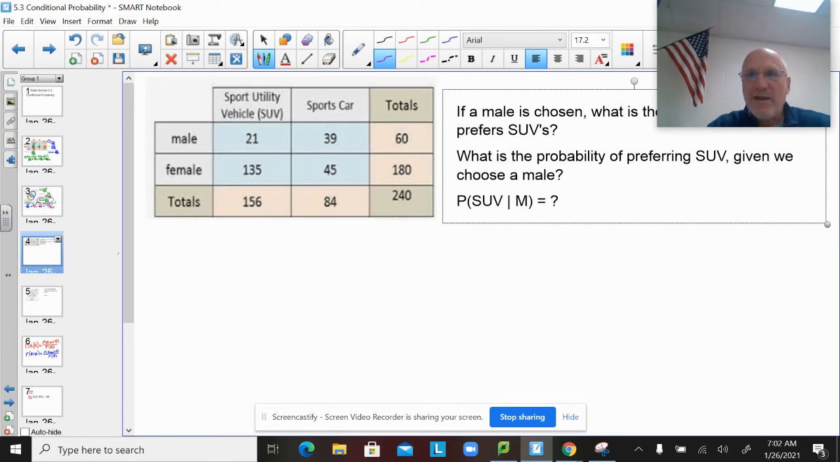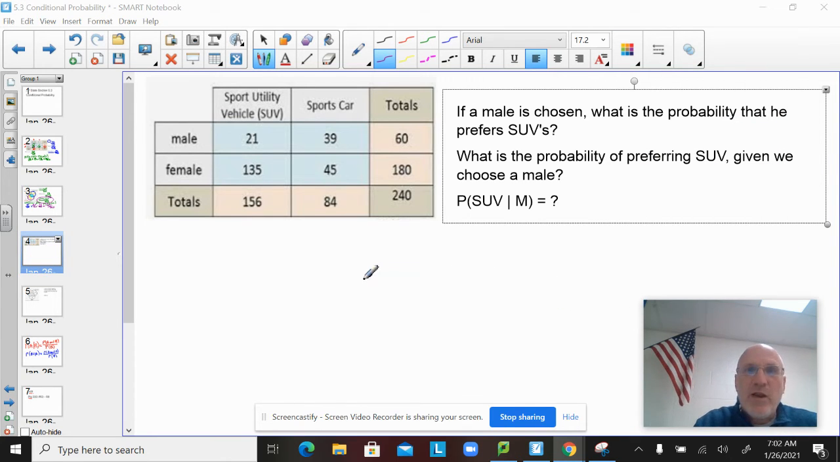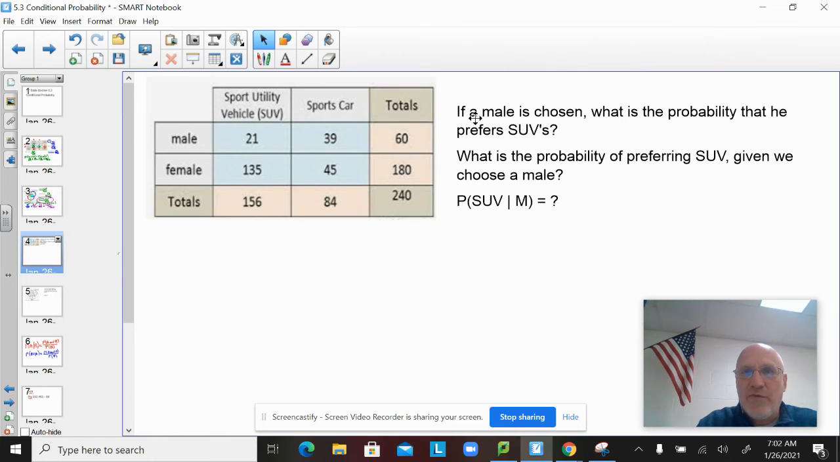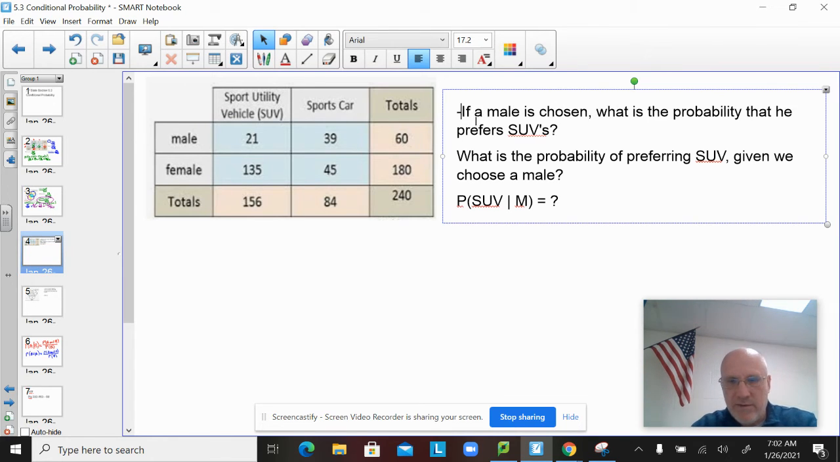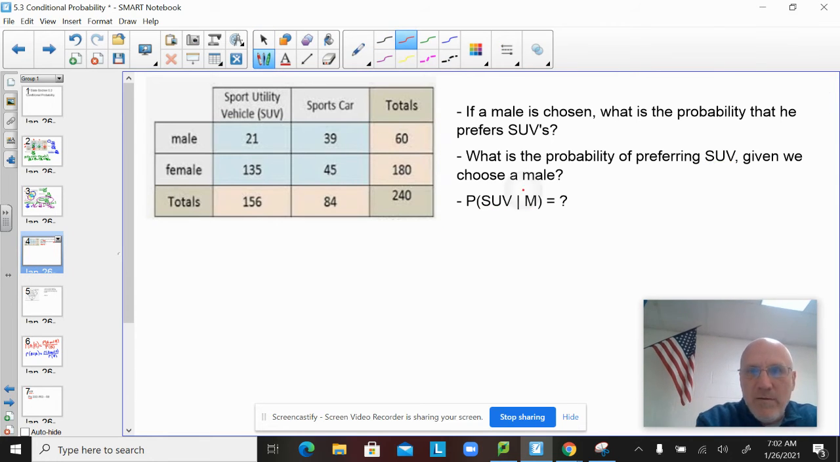So we're back to the two-way table. Now, I wrote 3 questions down here. I need you to understand that all 3 of these are asking exactly the same thing. The first sentence says, if a male is chosen, what's the probability that he prefers SUVs? The second says, what's the probability of preferring SUV given we choose a male? And then this third one is this new notation, the probability of SUV given male. This vertical line in a probability means given.